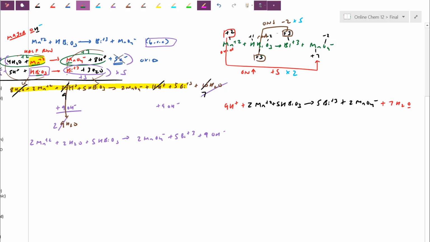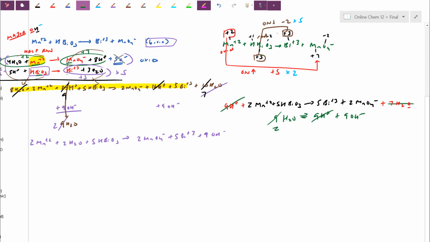Another way to convert to basic here is you can actually add the self-ionization of water. If I add 9 waters to become 9 H+ and 9 OH-, well, the 9 H+ are going to cancel this side here. I have 9 waters and 7 waters. That's going to cancel out. I have 2 waters left over. And I have 2 manganese, 2 water, 5, 2 permanganate, 5 Bi3+, and 9 hydroxide. Totally up to you which method you want to use.